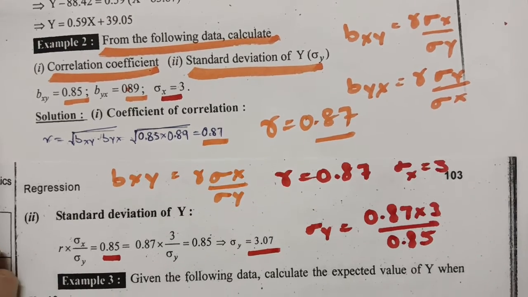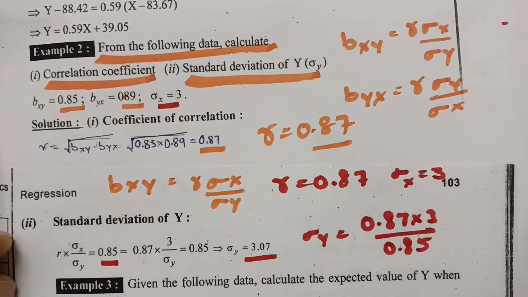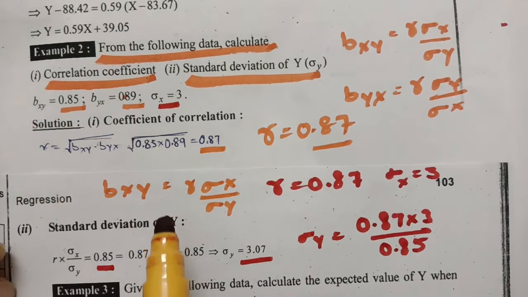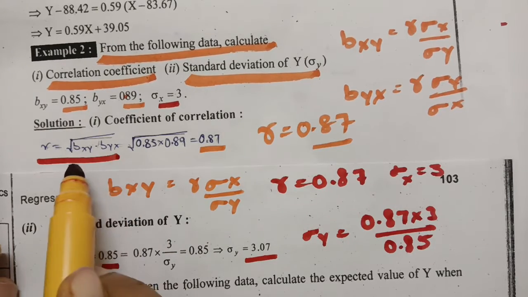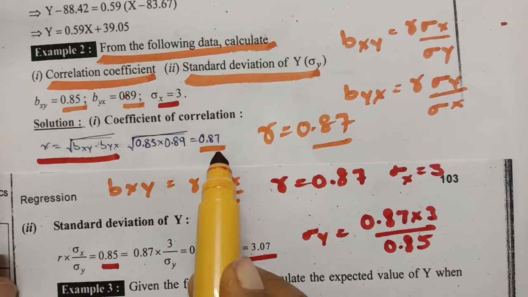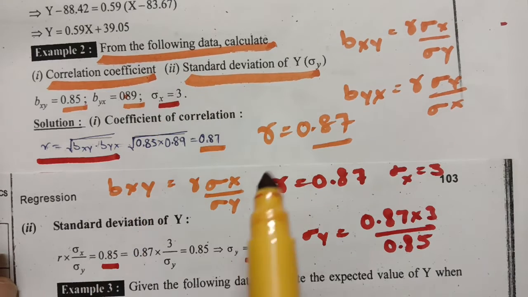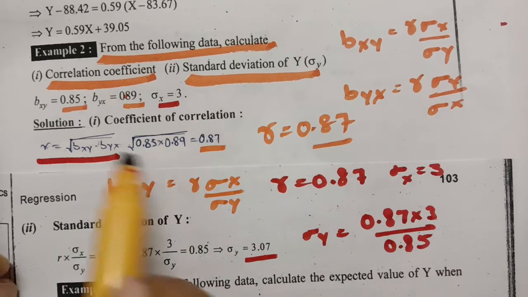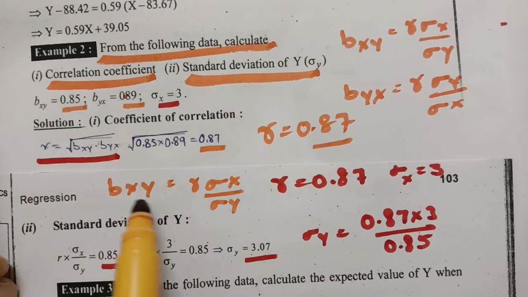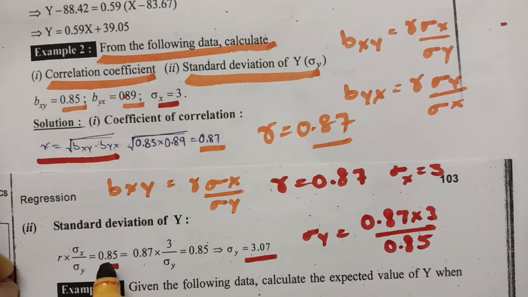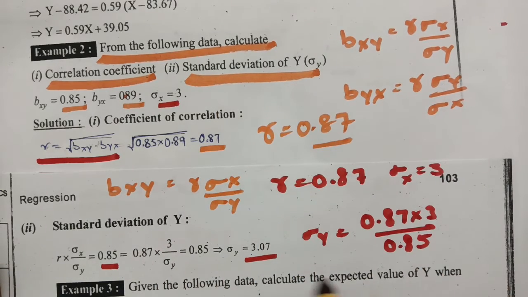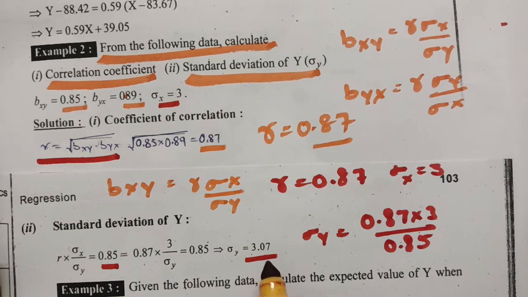So this is how we have to solve. First we have to find out the correlation coefficient and sigma y. It is given that bxy is given as this one, byx is given as this one. Please remember this formula: r is equal to root over bxy into byx. So 0.87 is the answer. Sigma x is given as 3, r we got as 0.87, and bxy is equal to 0.85. In place of bxy I substitute 0.85, r as 0.87 and sigma x as 3, and from this the standard deviation sigma y we got as 3.07. So this is how we have to solve.